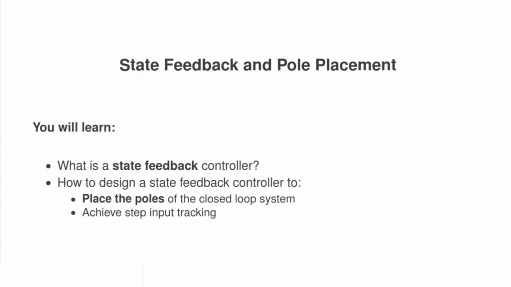Today, we will learn how to design a state feedback controller to meet two basic objectives. The first objective will be that of pole placement. The location of the poles of a system have a huge impact on how it responds to reference inputs, disturbances, and noise. By designing a state feedback controller appropriately, we can move these poles into more desirable locations and hence positively influence the behavior of the system.